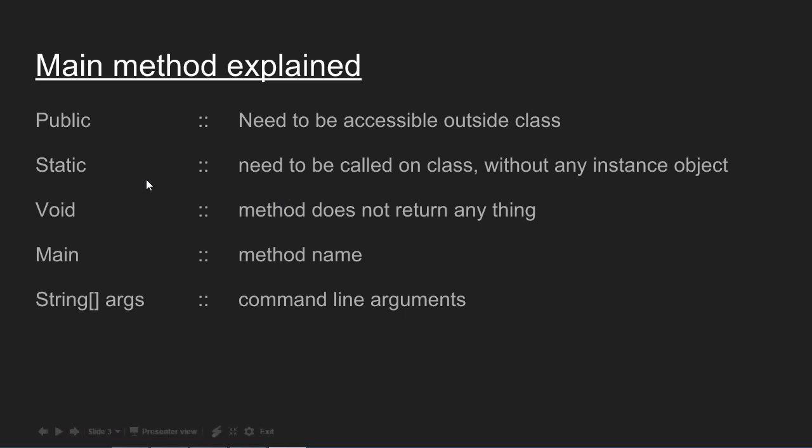So it is public because it needs to be accessible outside the class. It is static because we are calling the main method on the class, not on an object. It should be void because the return type is void. The main is the special name, and args because we want to pass some command line arguments. Whether we pass them or not, it is always going to receive an array of strings. So we will see those command line arguments in one or two slides.